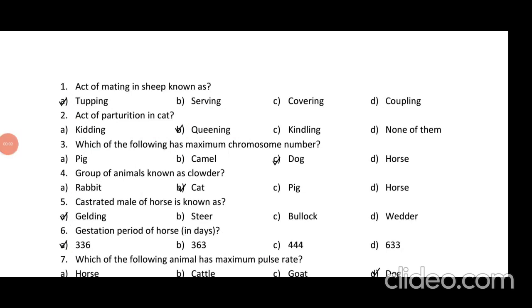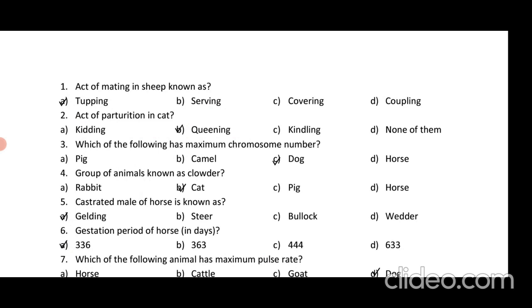Act of mating in sheep is known as tupping. Act of parturition in cat is queening. Female cat is also known as queen. Which of the following has maximum chromosome number? Dog. Group of animals known as clouder is cat.